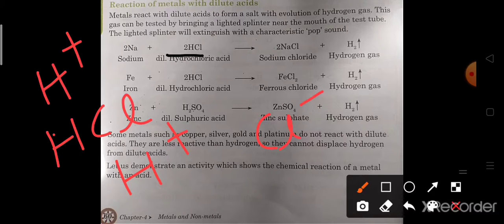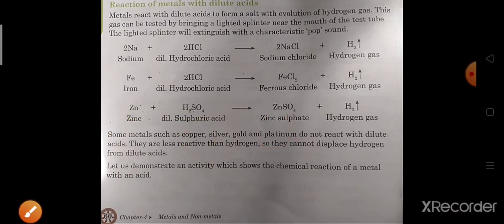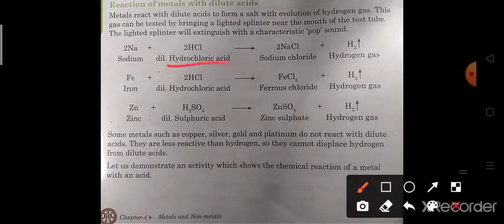Now this we will study in class 9th, but right now you have to know that acids basically have the H plus ion in them. They have the common H plus ion. The common acids we will use are hydrochloric acid and sulfuric acid. These two acids we will use in this chapter.